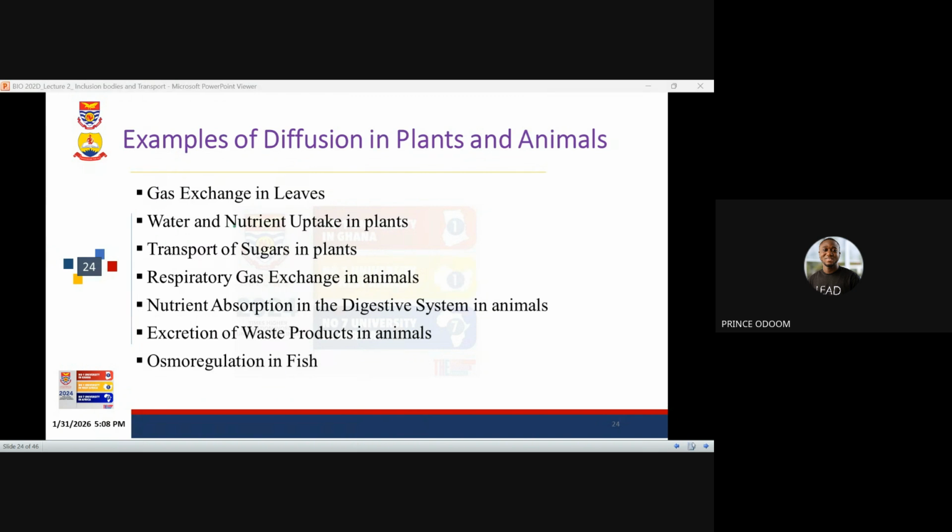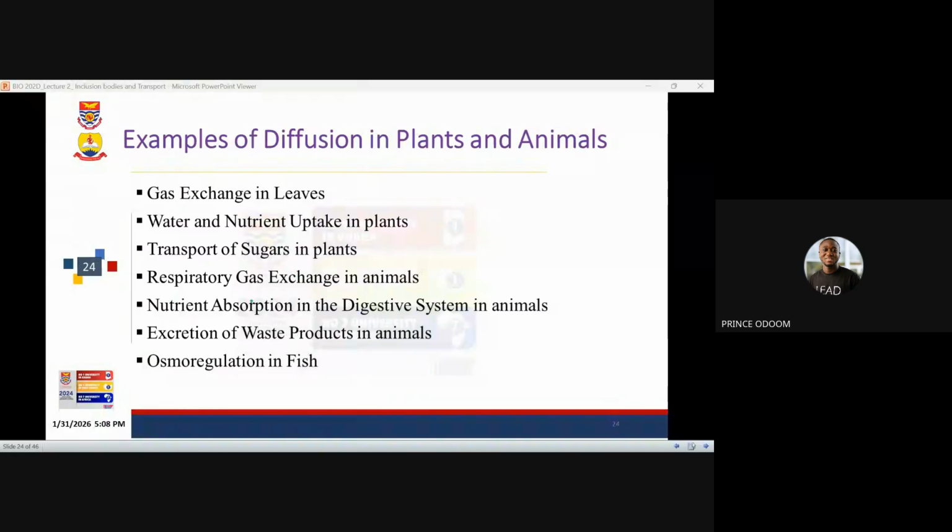Then there is transport of sugars in plants, that is translocation of the end product of photosynthesis to the various parts. There are differences in concentration gradient because the leaf that is preparing the food has higher concentration of glucose than the stem. So it is going to move along that concentration gradient to the stem as well.